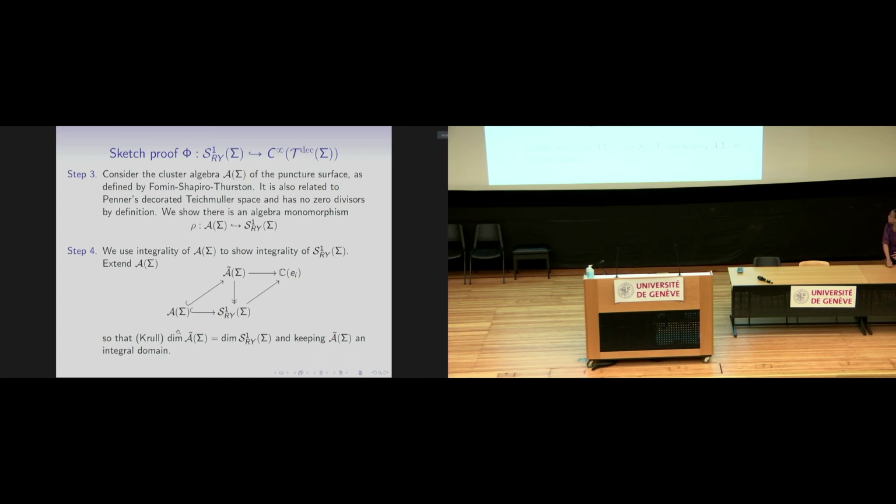And so what you do is, okay, the cluster algebra has no 0 divisors, so you make it bigger until it matches the Skein algebra. And by looking at the Krull dimension, you can see that if it stops, and these dimensions are the same, and you can do this process while keeping this extension of the cluster algebra an integral domain. And as soon as they match up, you can see that because this is onto, the Skein algebra also has no 0 divisors. So basically, the cluster algebra lives inside the Skein algebra.